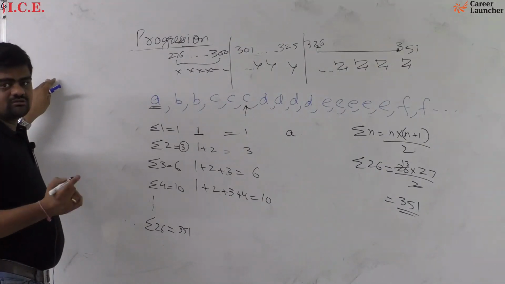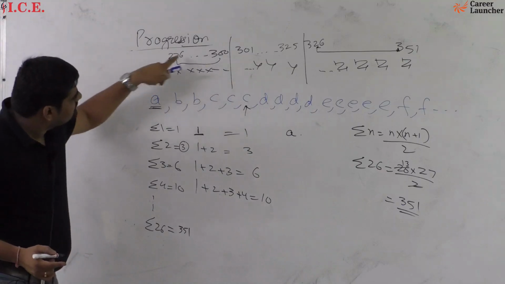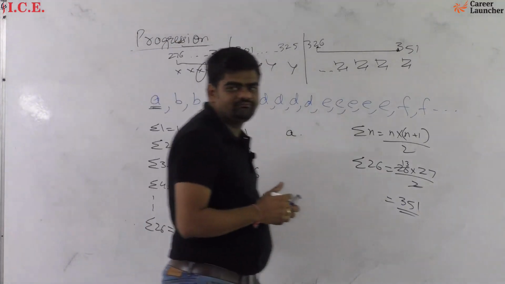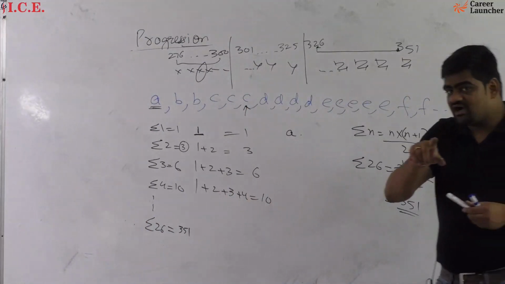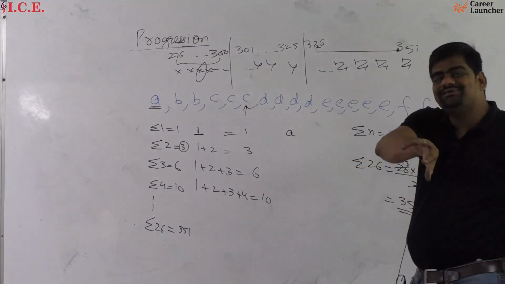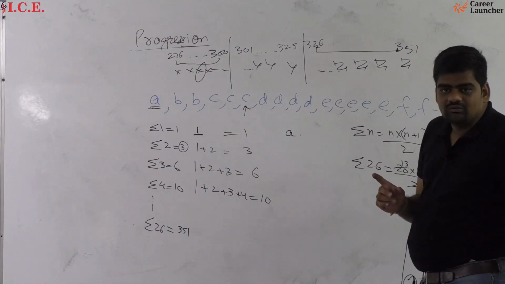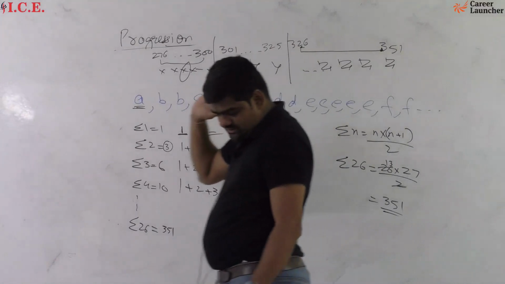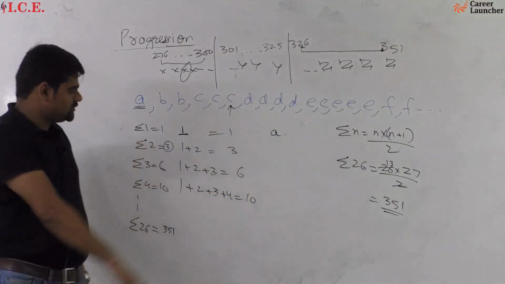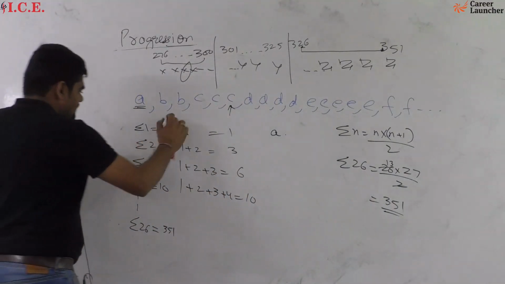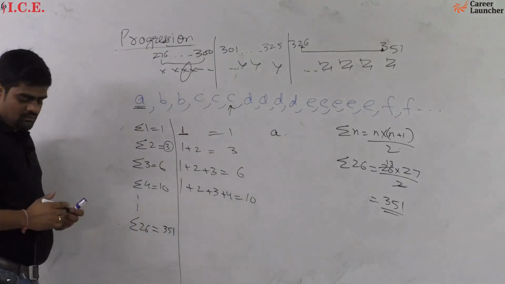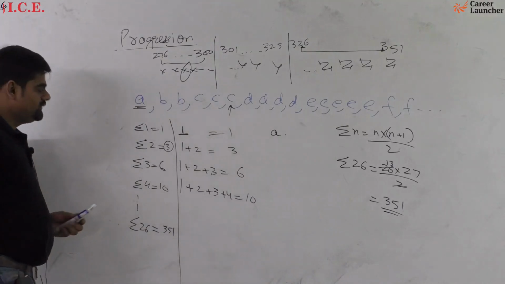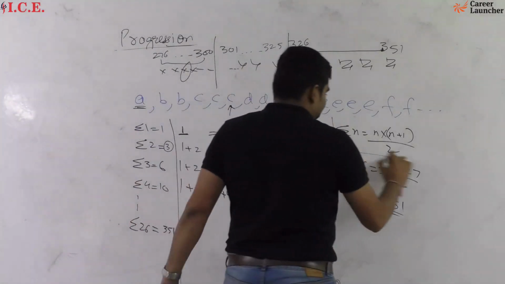What do you want? Which term? 288. Where will it come? Somewhere in between. So the answer is going to be an alphabet. Clear? If I had asked you to find the 312th term, tell me what is the answer? Yes, it will be a Y. Clear? Understood? Note down quickly. This is important. Sigma n.